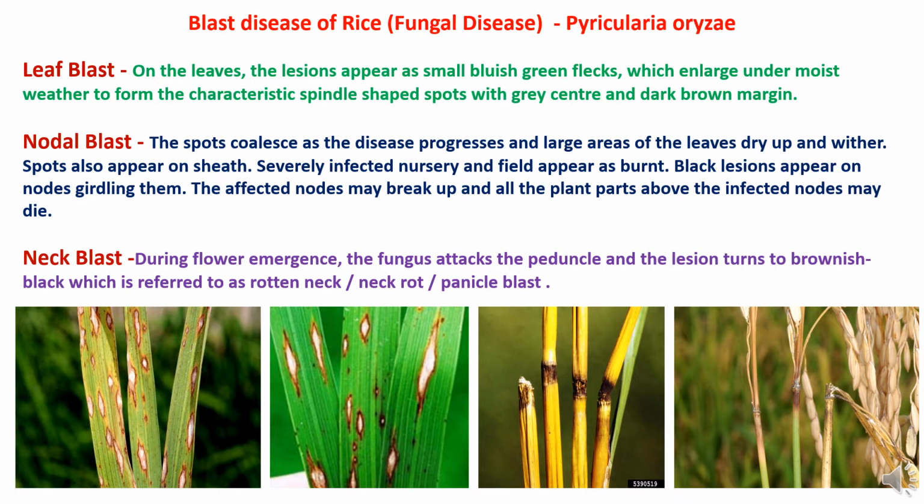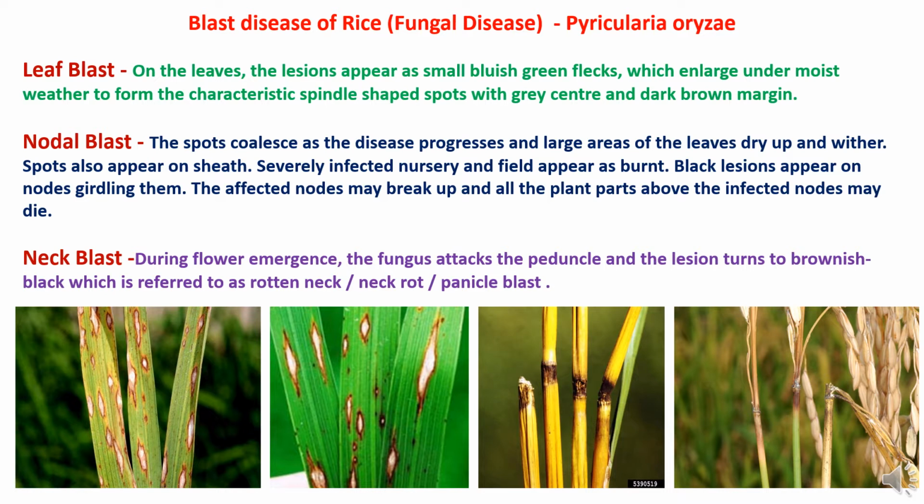In case of leaf blast, on the leaves, the lesions appear as small bluish-green flecks, which enlarge under moist weather to form the characteristic spindle-shaped spots with grey center and dark brown margins. The spots coalesce as the disease progresses and large areas of the leaves dry off and wither. Spots also appear on the sheath.